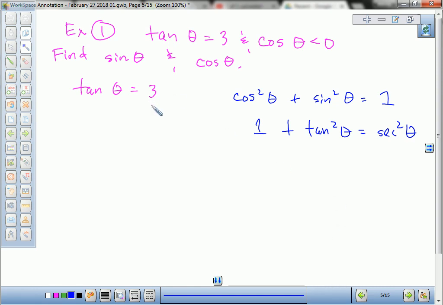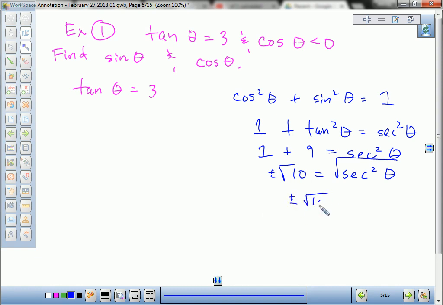Alright, so now I'm going to plug in what they gave me for tangent, which is 3. And what do I do? I square it. So what is 1 plus 9? 10. Alright, I don't want secant. I'm looking for sine and cosine. So how do I solve for secant so that I can find sine and cosine? First thing I need to do is square root. Okay, when I square root, I get positive and negative. So you get plus or minus root 10 equals secant of theta.